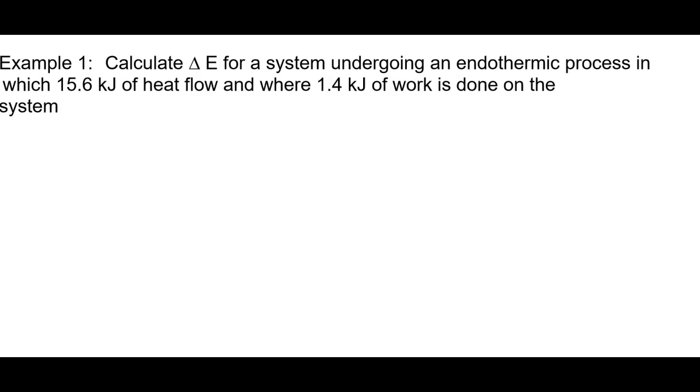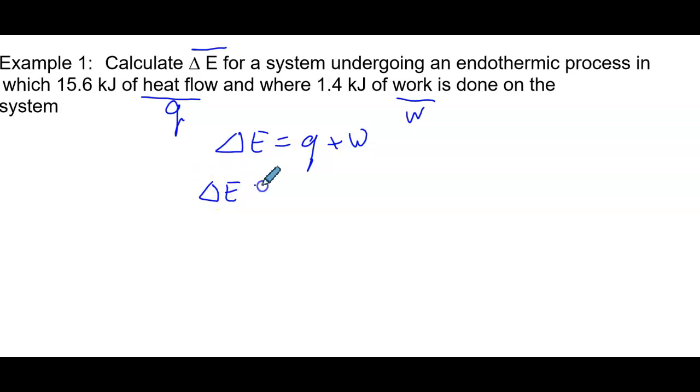Okay, so let's look and think about what we have. We have energy, we have heat flow, and we have work. Okay, so we have Q, and we have W or need W, and we have E. So we have E or need E, we have Q or need Q, we have work or need work. So if you look at your formula page, the one that has all three of those is energy is equal to heat plus work. Okay, so we're going to calculate delta E. Our Q is 15.6 kilojoules, and our work is 1.4 kilojoules.